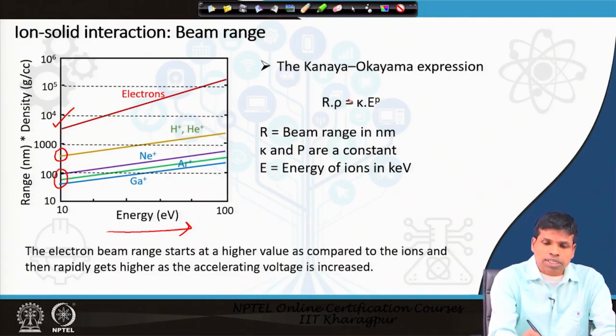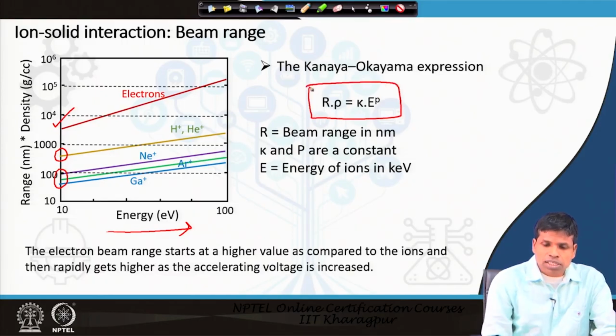So, as per the Kanaya-Okayama expression, the beam range is related to the density in addition to the energy of the incident beam. K is a constant and P is also a constant. So, this we have discussed earlier.